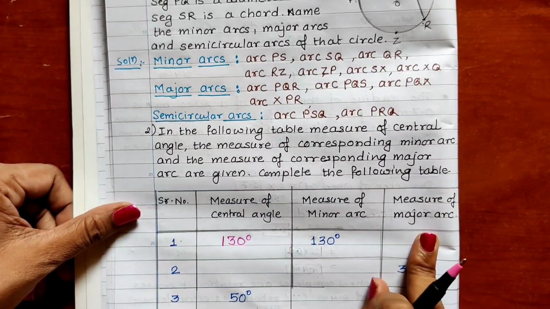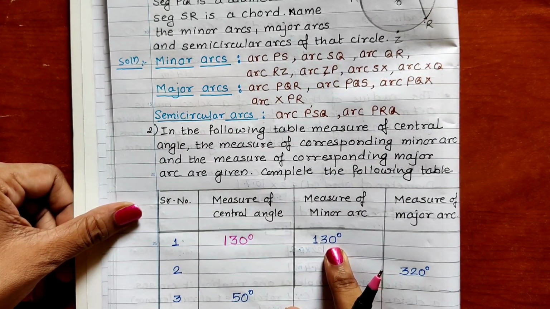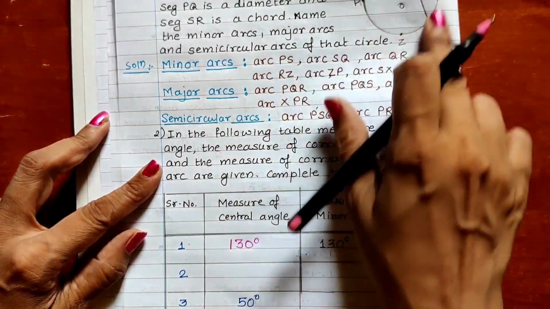How to find the major arc? We can get the major arc when we subtract the measure of the minor arc from 360, because 360 is the complete circle.